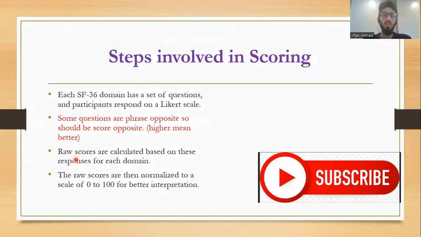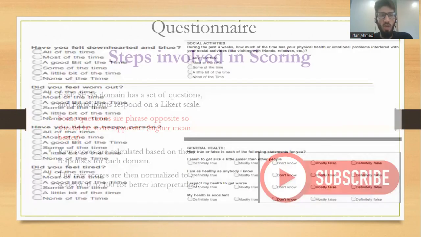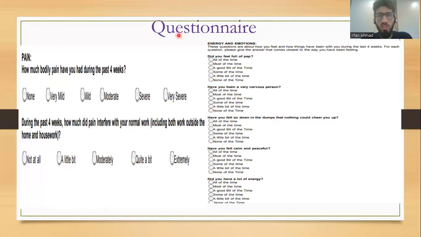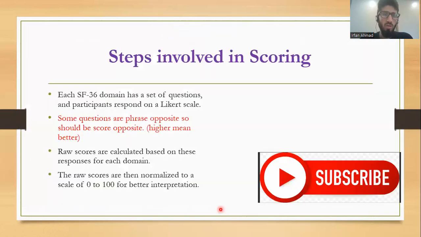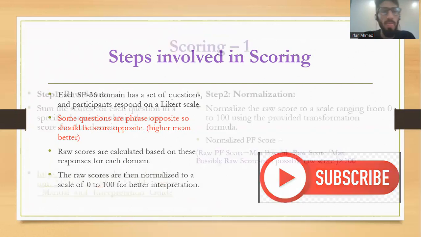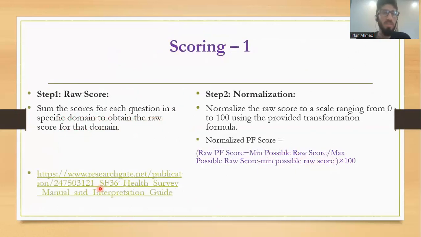The raw scores are calculated based on these responses for each domain. Each domain has different questions, so we have to sum the options selected for each question, and we get the raw score for that domain. The raw scores are then normalized to a scale of 0 to 100 for better interpretation. As we did in the WHO brief, we transfer the raw score into a normalized, 100-point scoring system. So the same will be done here. Okay, how can we do it? It will come in the coming slide.